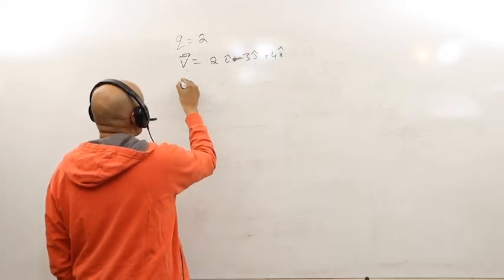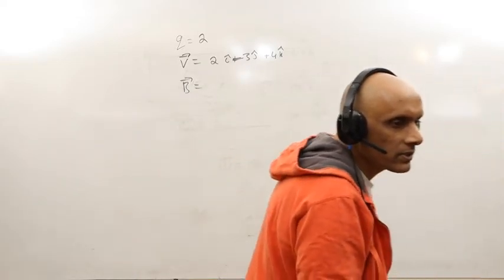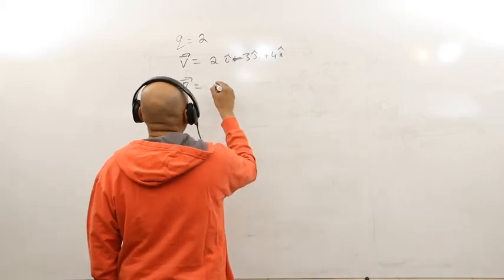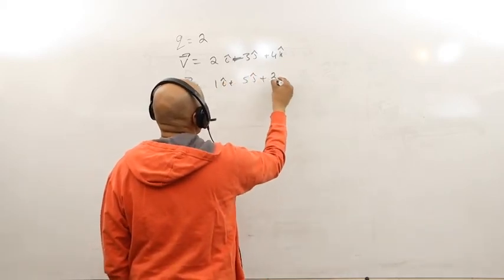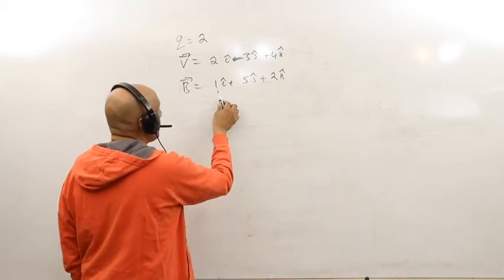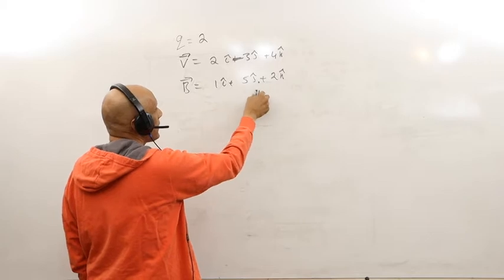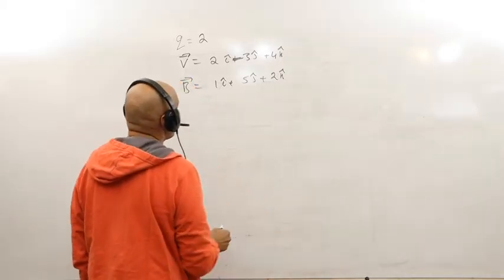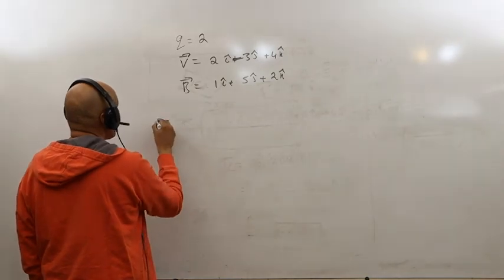In a magnetic field given by 1i plus 5j plus 2k. So the magnetic field is oriented with 1 Tesla in the i direction, 5 Tesla in the j direction, and 2 Tesla in the k direction. And so the question is, find the force on the charge.